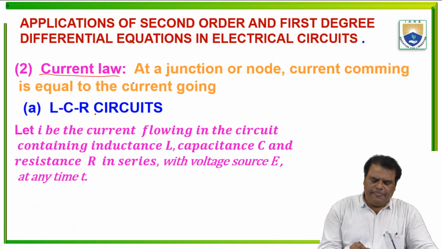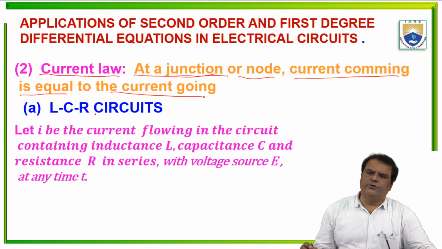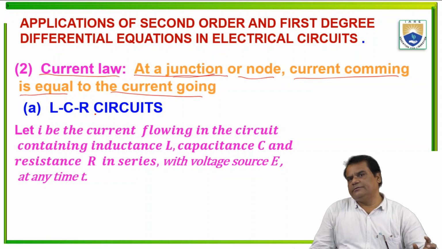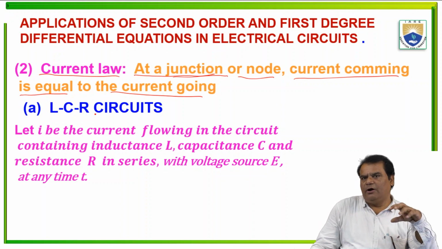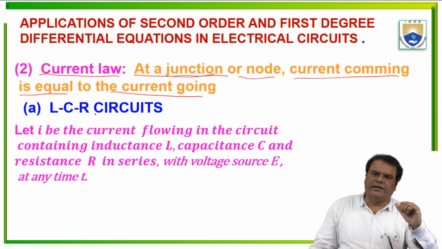And current law: at a junction or node, the current coming in is equal to the current going out. This is current law.